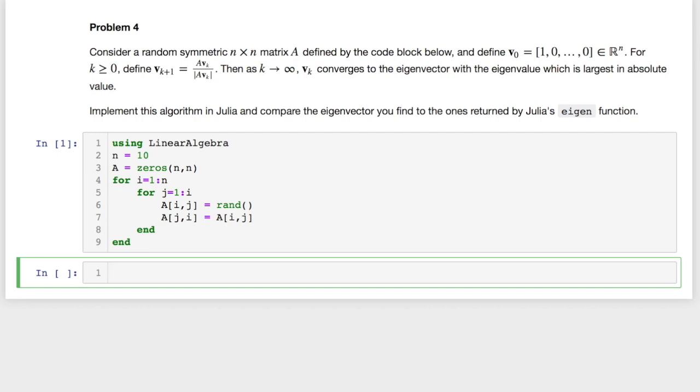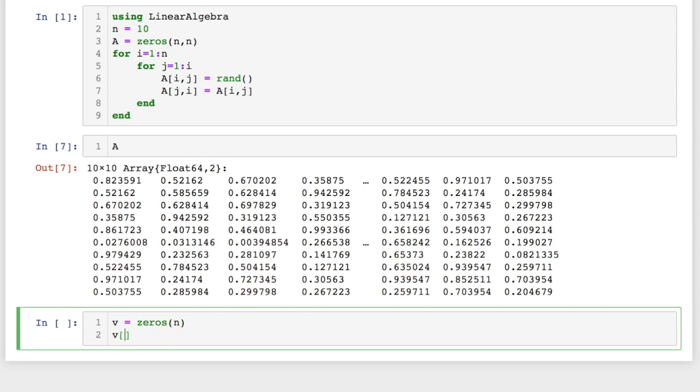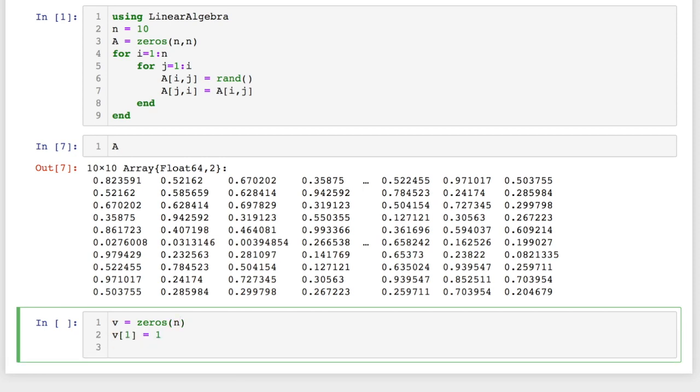In this problem, we're asked to investigate an iterative approach to finding the lead eigenvector of a random matrix. This matrix is populated by filling in random numbers along the diagonal and below the diagonal and filling in the entries above the diagonal to enforce symmetry. This is what the random matrix looks like. To find its lead eigenvector, we start with a vector which is 0 in every position except the first, where it's 1. Then we repeatedly replace v with Av and then divide out by the norm.